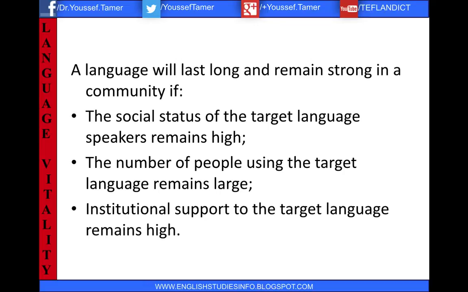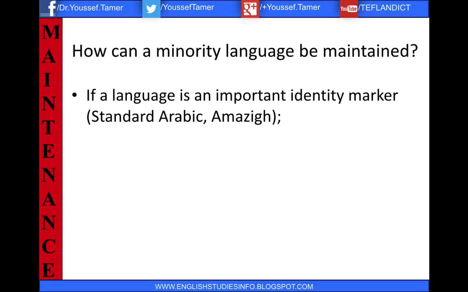This is just a repetition of the same ideas, okay? Now, another concept we have to speak about, and we're about to finish here, okay? How can a minority language be maintained? If a language is an important identity marker, and here Amazigh is a good example, we can talk about maintenance of the language. It's going to be maintained. It will not die. Okay?